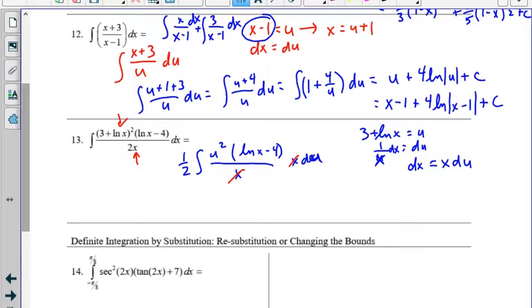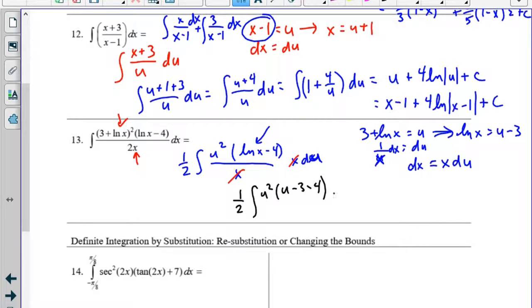Now notice that I still have this ln of x in here. So I'm going to take what I have with 3 plus natural log of x equals u, and make natural log of x equal to u minus 3. So I'm going to replace this natural log of x with u minus 3. So I have 1/2 integral of u squared times u minus 3 minus 4. I don't need to put a denominator in there because the x is canceled. And now I have this du going on. So I'm going to continue to simplify. This minus 3 minus 4 is really just minus 7.